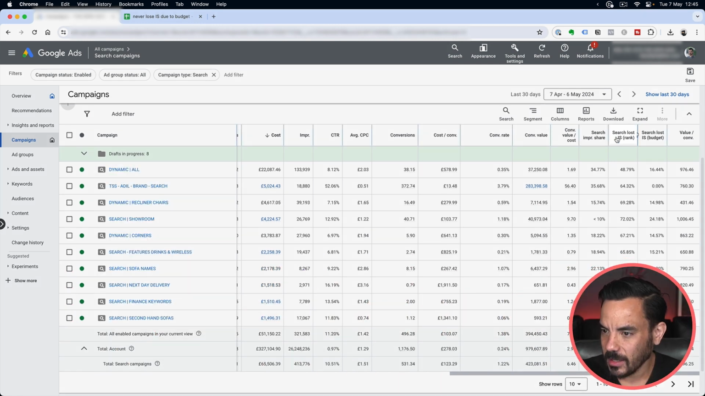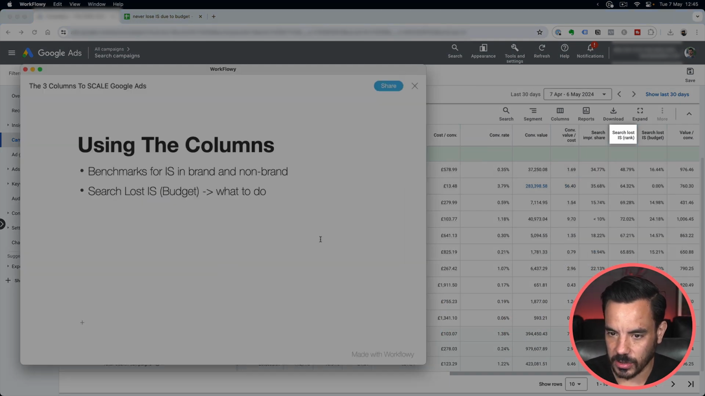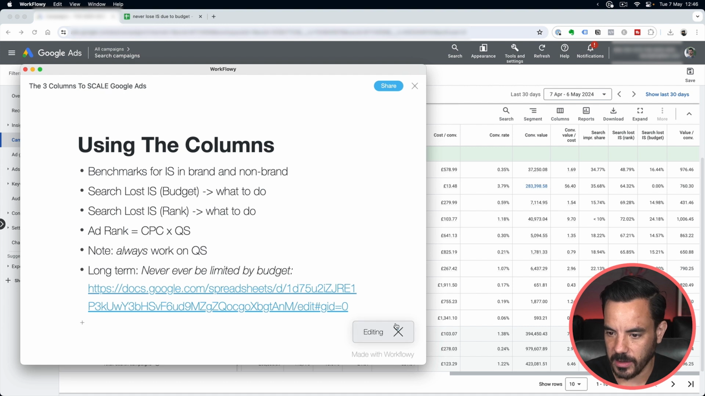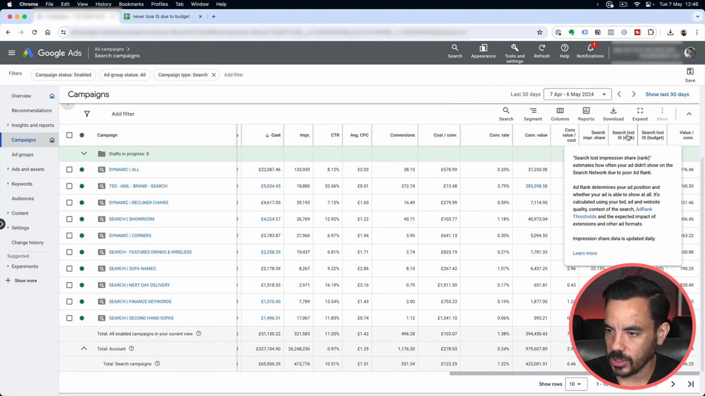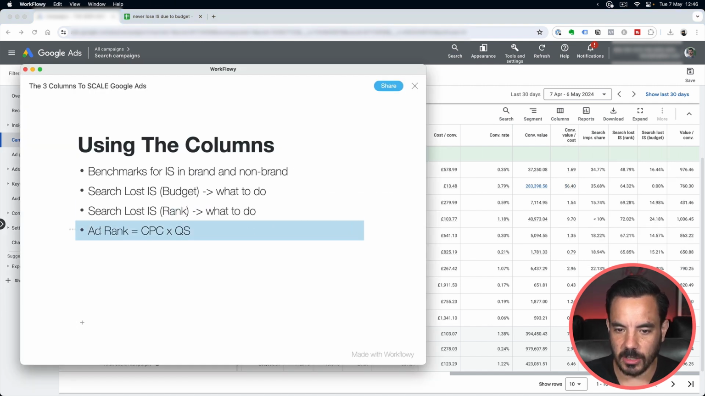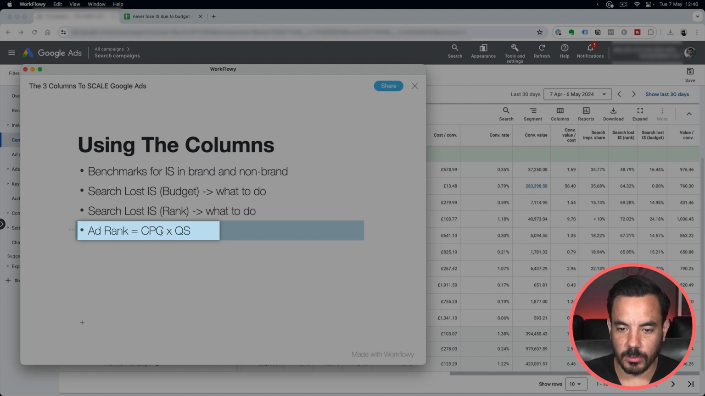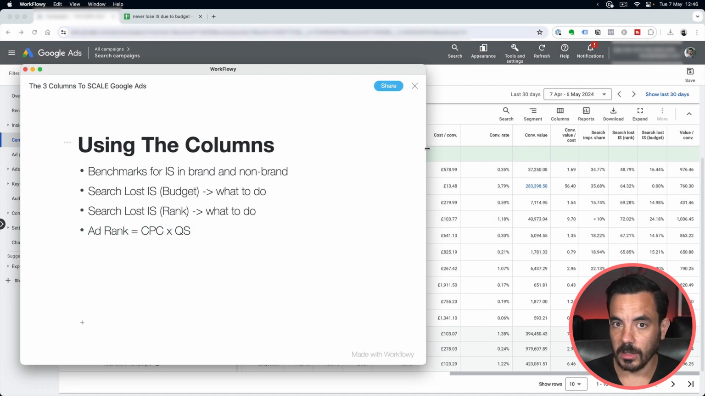All right. The next column is search lost IS due to rank. So let's talk about what to do there. So you go search lost IS due to rank. The thing to know about rank, this is talking about losing impression share due to your ad rank. And ad rank is a metric inside Google Ads, and it has a very simple calculation. It is calculated by cost per click multiplied by quality score, right? Multiply those two numbers, you get your ad rank. The higher your ad rank, the higher your placement on the page, and the more impression share you get.